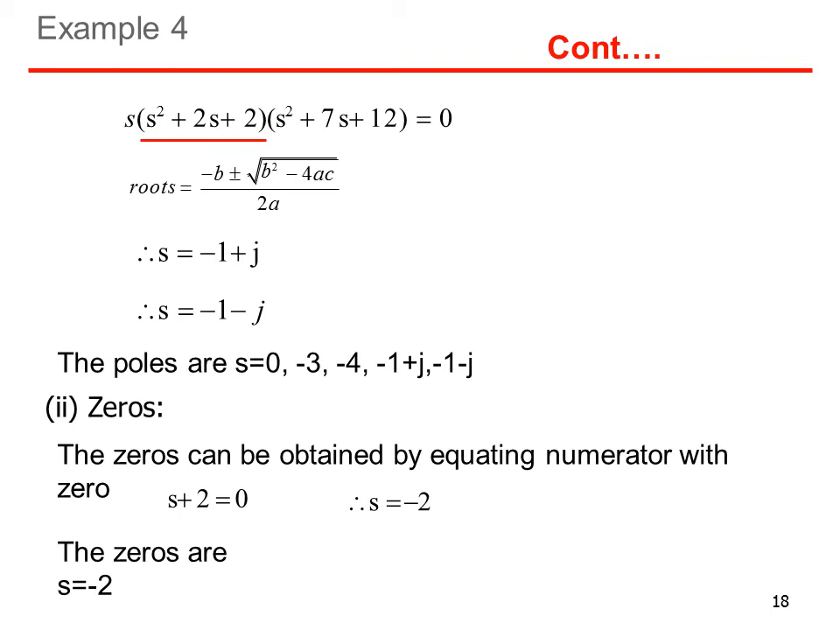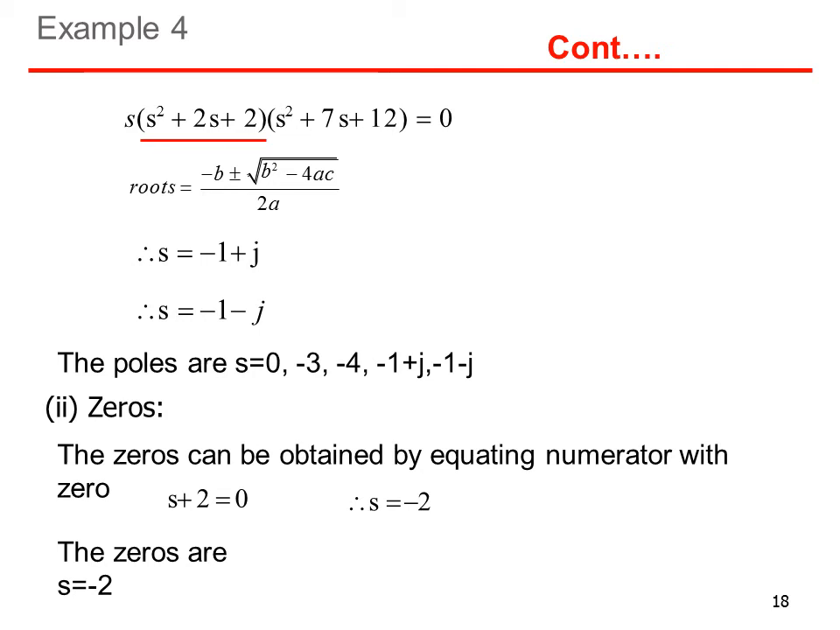So you have to substitute these values into this equation, and then we will get s is equal to minus 1 plus j and minus 1 minus j. In this way we obtain the poles as 0, minus 3, minus 4, minus 1 plus j and minus 1 minus j. Now we will obtain the zeros.